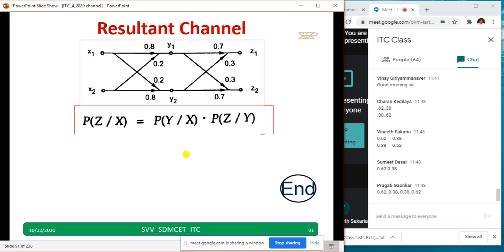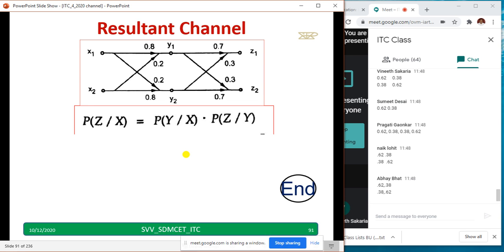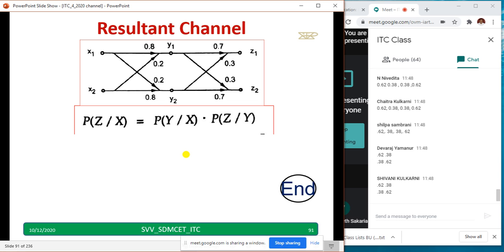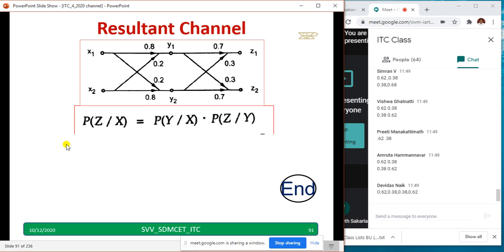Pragati has typed 0.62, 0.38, 0.38, 0.62. Correct, Pragati. Majority are typing the same thing. Abhay Bhatt is typing 0.62. Yes, same answer. Kritika is also typing the same answer. Aditya, Nivedita, Charan, Shilpa, Shivani, Shripad. I think everybody is getting the same answer, including Simran, Vishwa, Amrita, Preeti. All are getting the same answer.